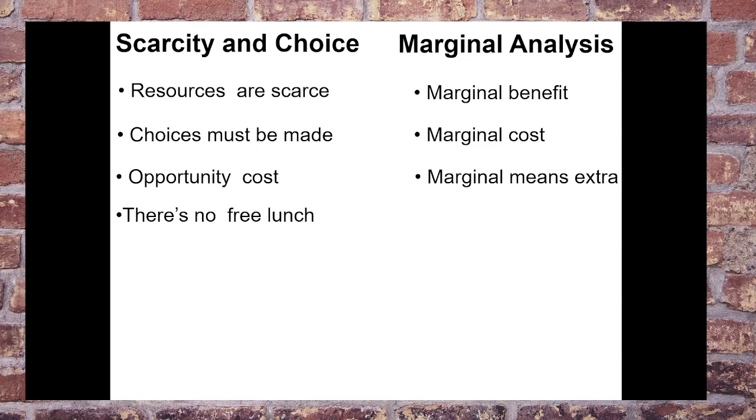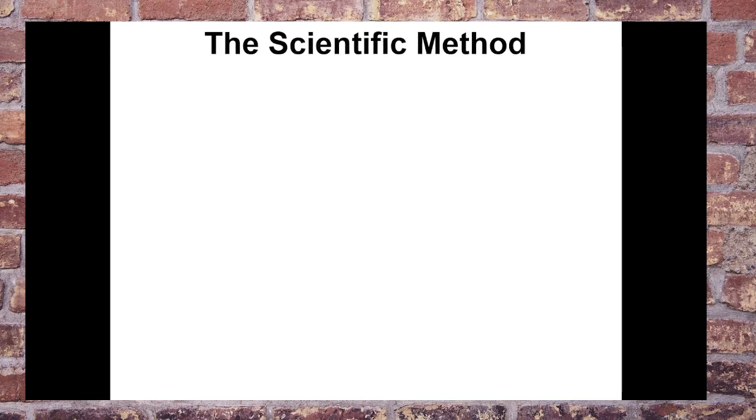If marginal cost is greater than marginal benefit, you pass on going down one more time and you pack up your stuff. When we talk about it, we usually just abbreviate with MB and MC. Now the next topic, which is getting clobbered in the country right now, is the scientific method.